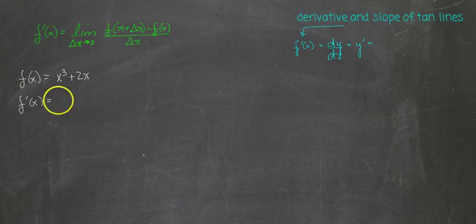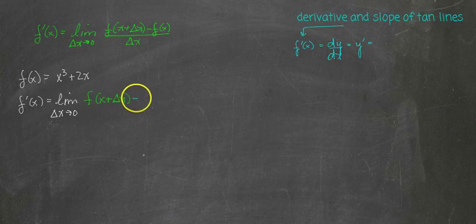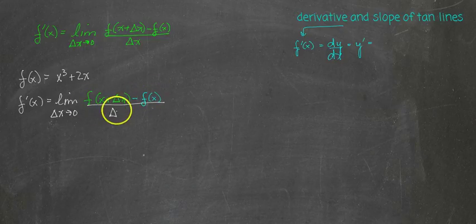The derivative of this function is the limit as delta x approaches 0, so as the difference between the 2 points approaches 0, of f of x plus delta x minus f of x, all over delta x. Now I just want to plug it together using this function. First I'm going to rewrite f of x plus delta x. Let me start with the limit. Yes, you have to write it every single time.